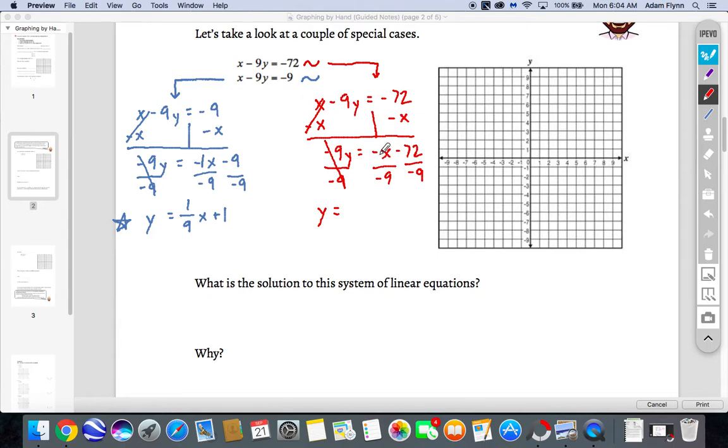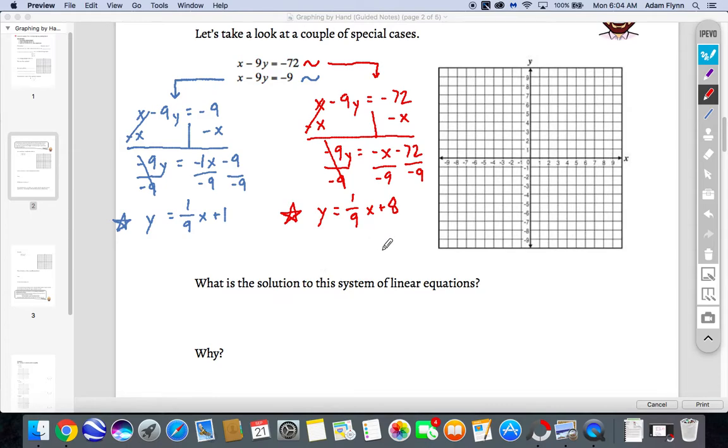Negative x, or negative 1x divided by negative 9. Negative signs are going to cancel out, so I have 1 over 9x, and negative 72 divided by negative 9 is going to be a positive 8. So I'm left with y equals 1 over 9x plus 8. This is also in slope-intercept form, or y equals mx plus b form. So I'm going to put a star next to it because this is going to be the equation I'm going to graph.